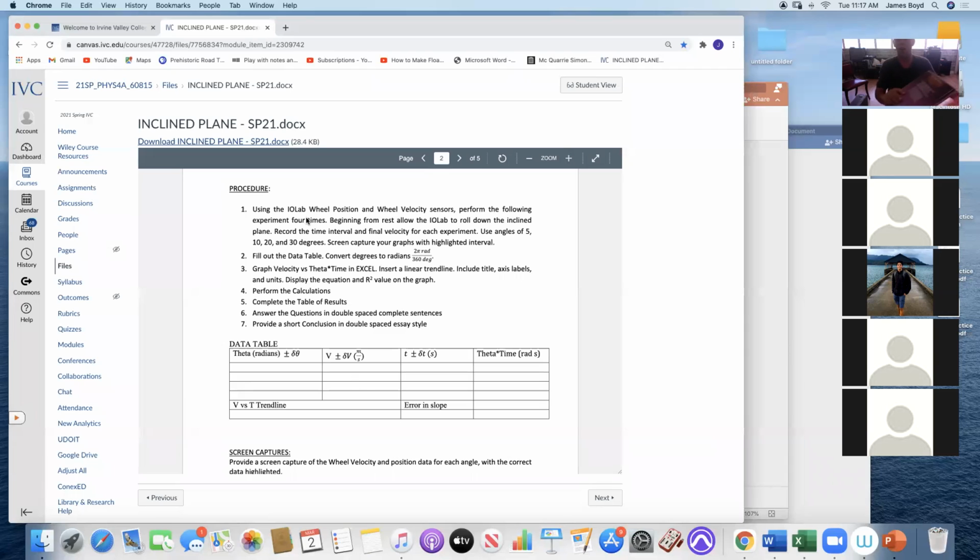Basically, I'm going to put a book like this and find the angle on this flat book. If I adjust it, I can get a better angle, and I'm going to let the IOLAB roll down that, and I'll show you that in a second.